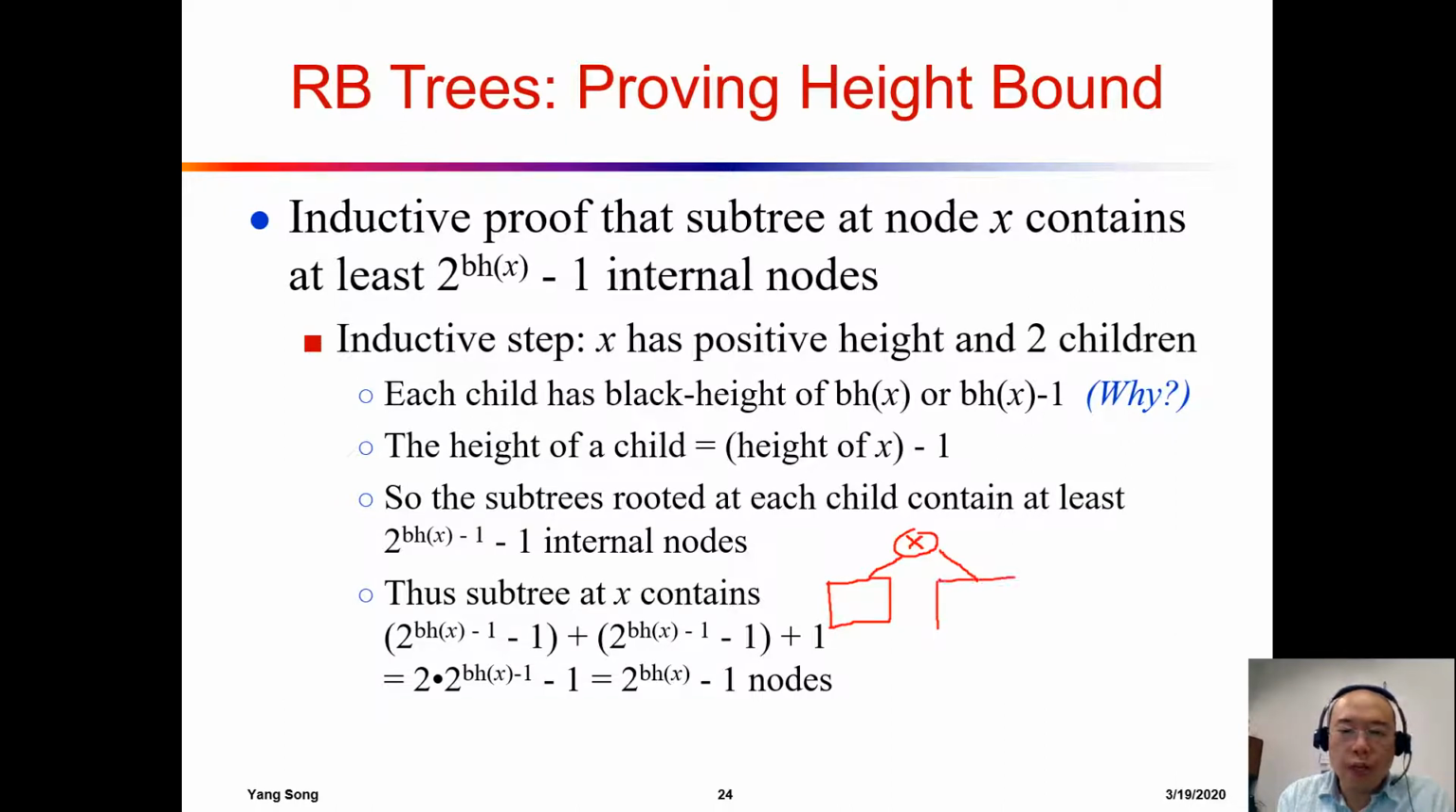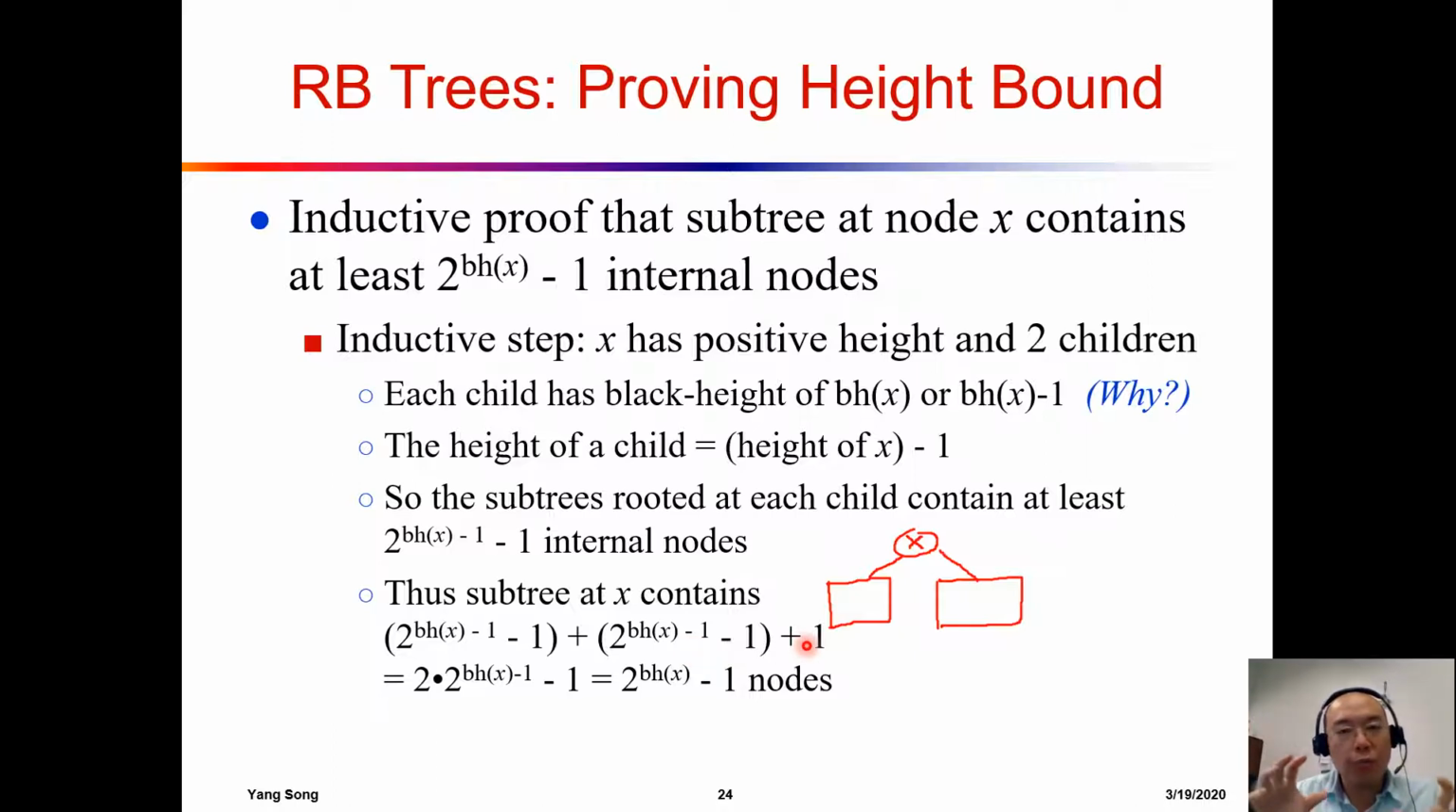So to get how many nodes we can have in a subtree rooted at x, we want to break it into 3 parts: x itself, the left subtree, and the right subtree, right? For the left subtree and the right subtree, we know the number of nodes will be at least this part, 2 to the black height of x minus 1, minus 1. So that is, how many nodes we can have in the left subtree, and the same for the right subtree, and plus 1 again, that is the parent node x.